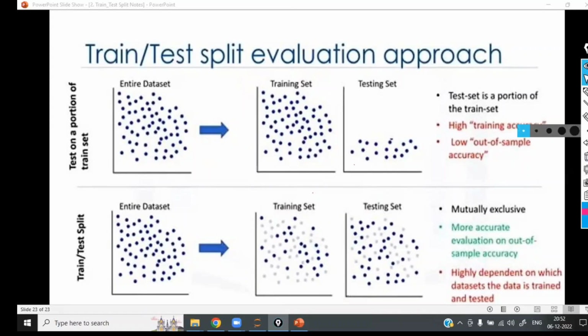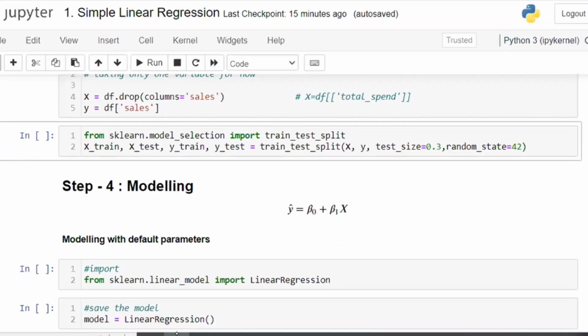Clear, guys? So the data should be split into two parts. One part is for training purpose and one part is for testing purpose. That too randomly. Which we are going to choose, we also don't know. Randomly we have to choose. So here the train test split, I am going to do that randomly.